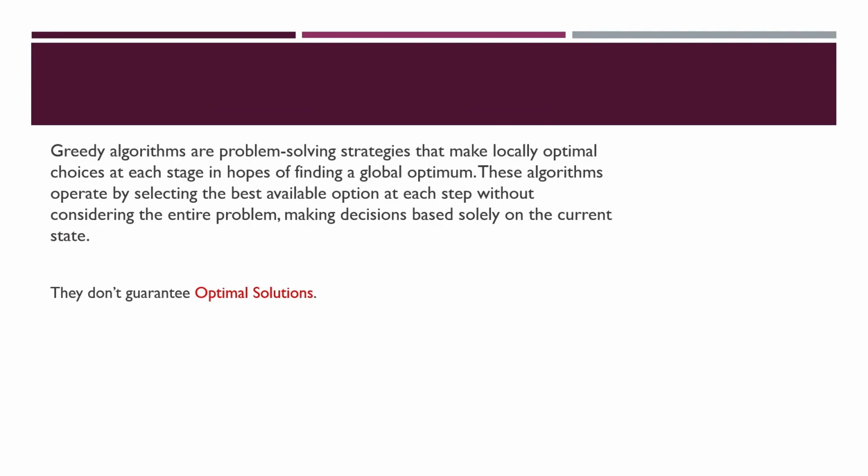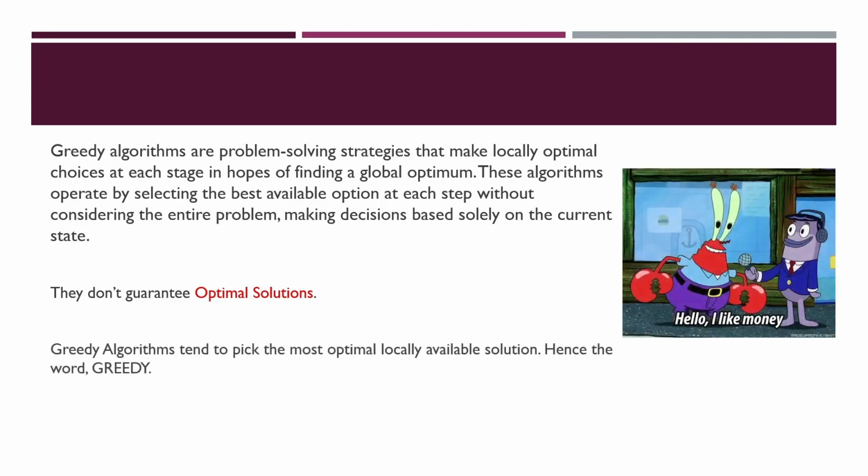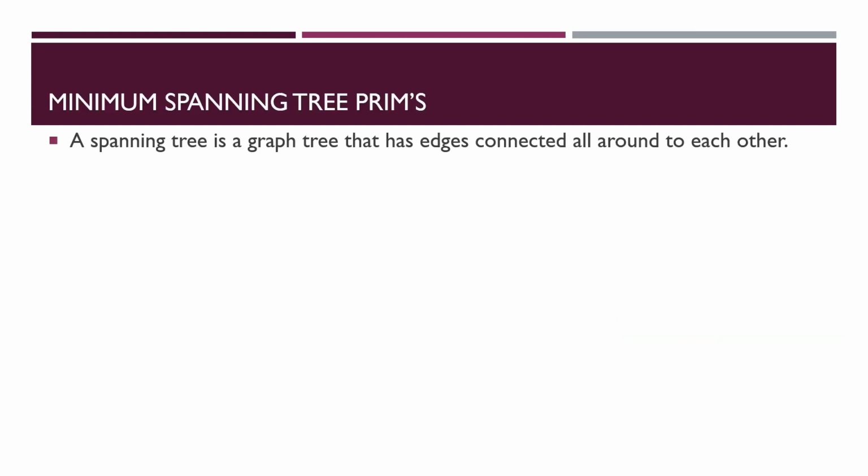Greedy algorithms are problem-solving strategies that make locally optimal choices at each stage in hopes of finding a global optimum. These algorithms overall choose the optimal locally available solution, disregarding whether the solution chosen will lead you to the optimal solution or not. Hence, they are considered greedy algorithms.